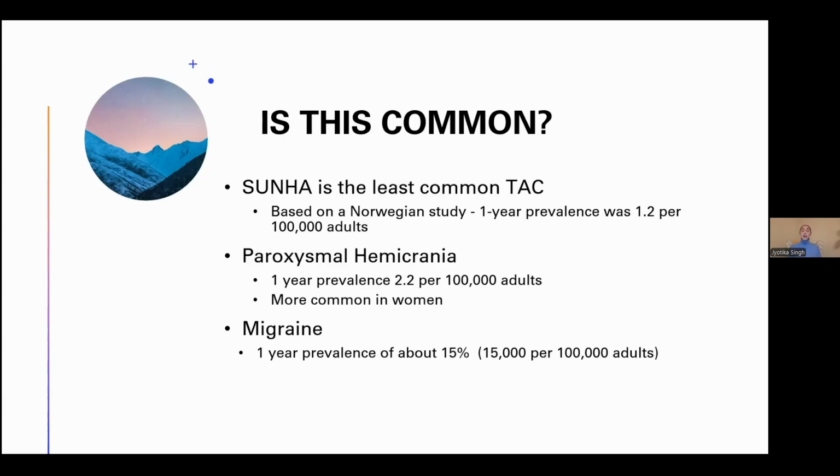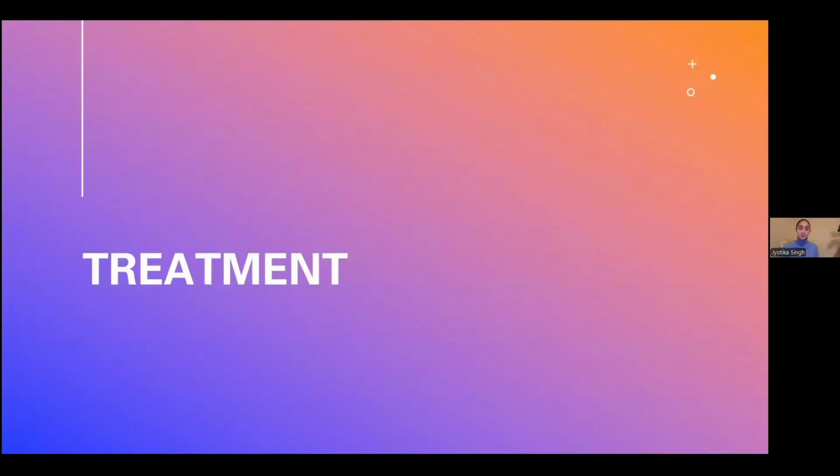And just to contrast this with migraine, one of the most common headache disorders, not the most common, but one of the most common, the 1-year prevalence of migraine is about 15%, which is 15,000 people per 100,000 adults. So you can see with these numbers how this is not very common at all.